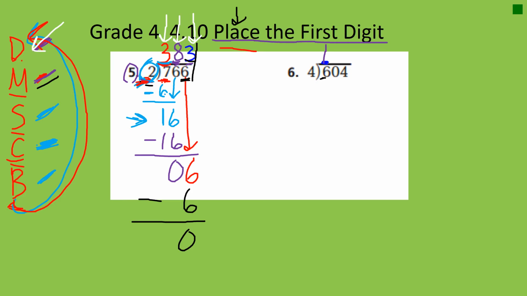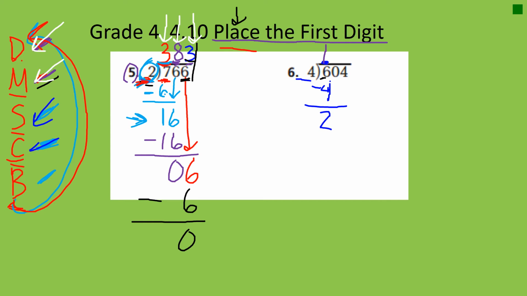Now we go to the multiplication. How much is one set of 4? Well, one set of 4 is 4. Then we go to subtract. Subtract that 4 because we gave those out. We divided them away. Okay? 6 minus 4 is 2.